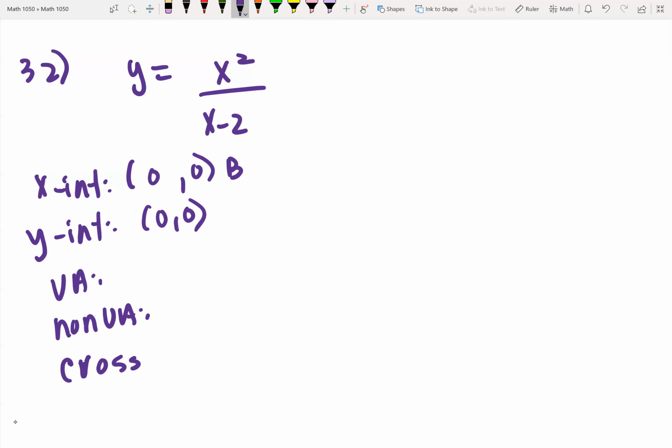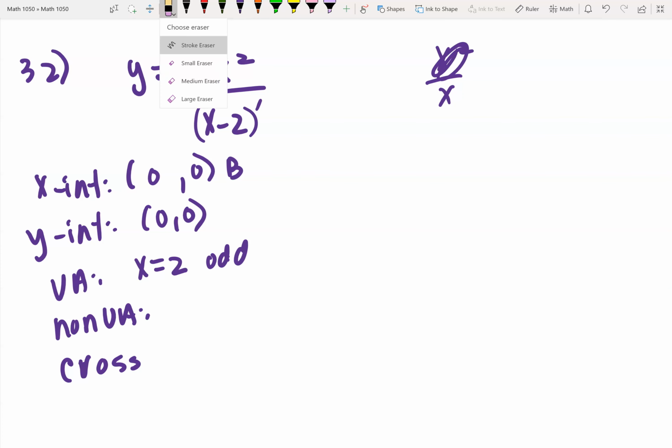Vertical asymptotes come from the bottom. That'd be x equals 2. Only have one of them, so that's odd. Non-vertical asymptote, well, the biggest over biggest is x squared over x, so the top is bigger than the bottom. So it's an oblique asymptote, okay?